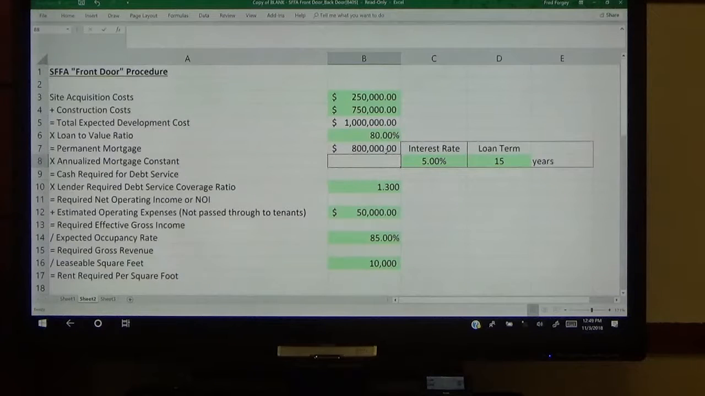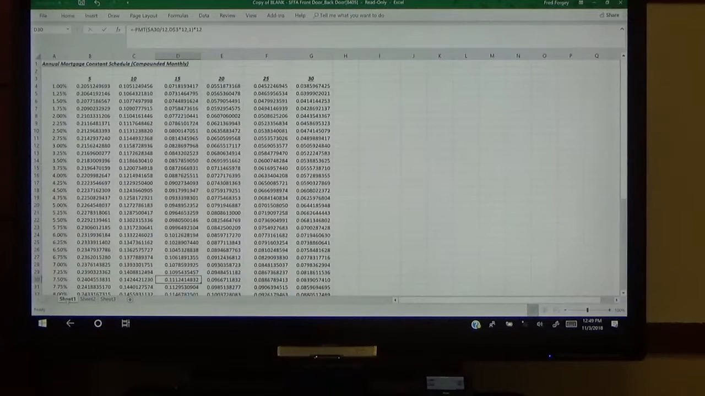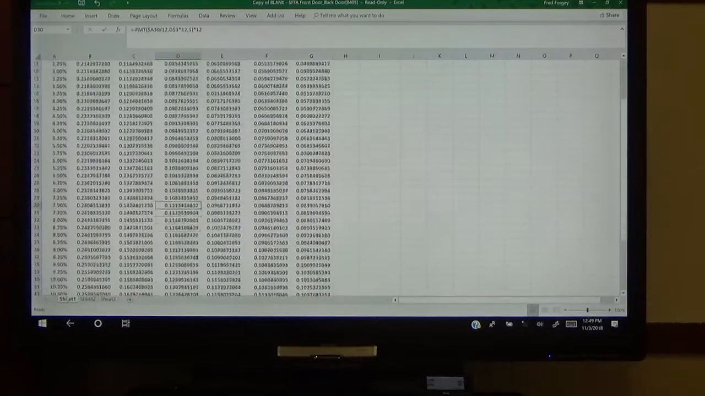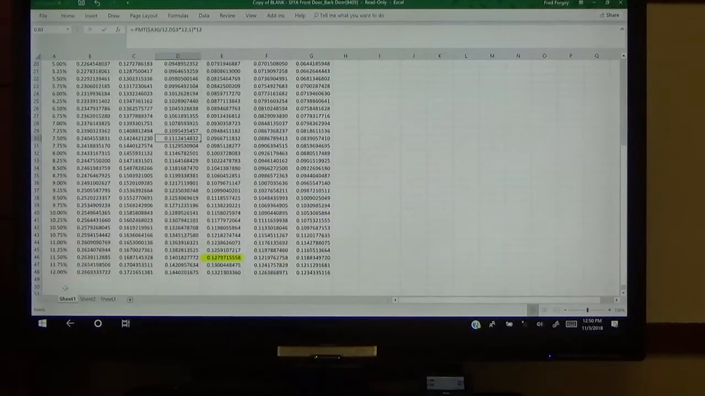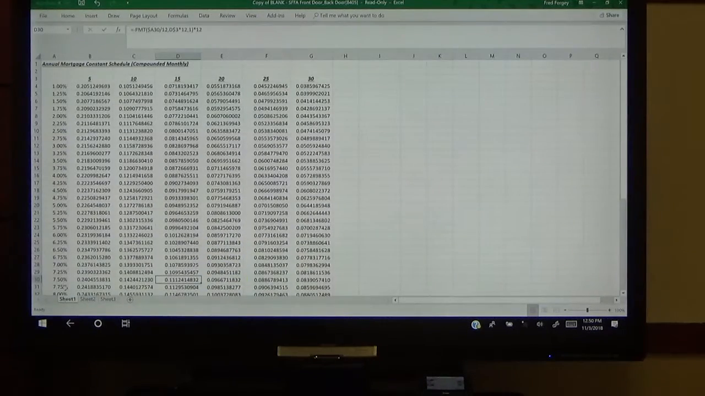Now, we're going to have Excel just calculate it right here, but before we do that, go down to the bottom of the spreadsheet and click on sheet 1. This is a nice little mortgage constant schedule. We've got 5-year, 10-year, 15, 20, 25, and 30-year loans, and over on the left-hand side, interest rates ranging from 1% to maybe 12%. You should be able to look at any one of these and get a sense of what the mortgage constant is.